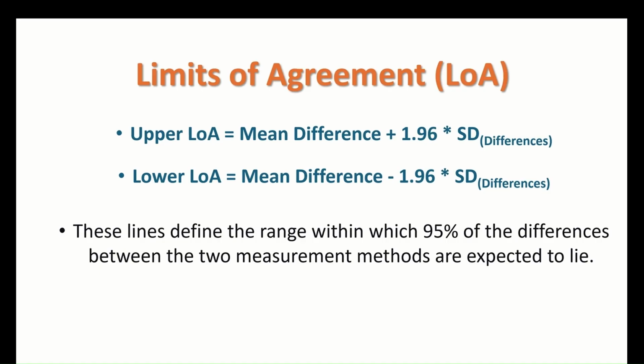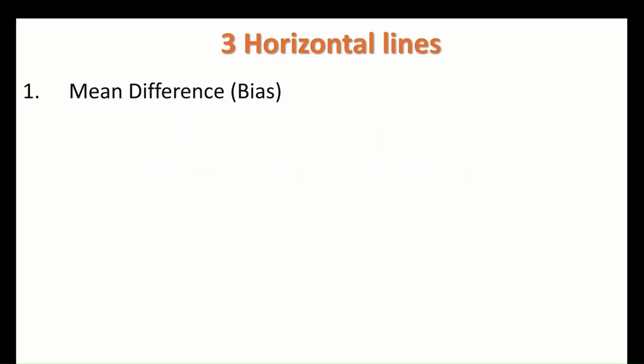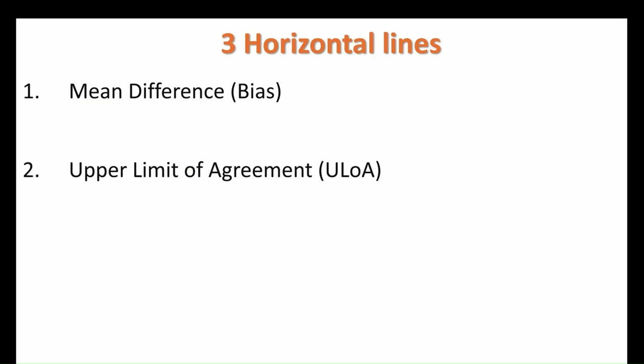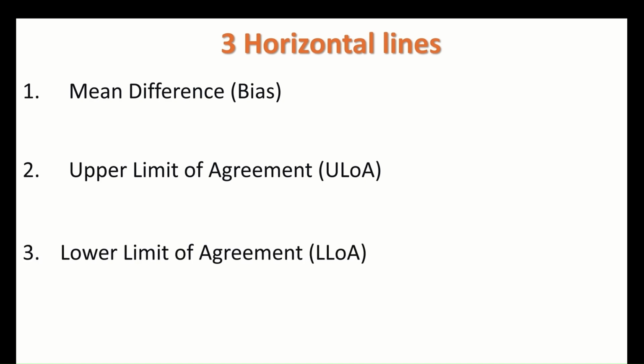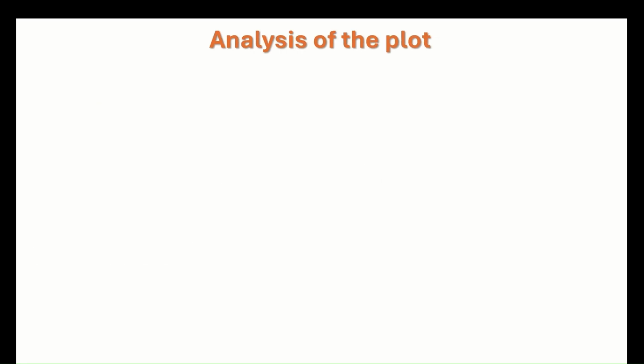These two lines define the range within which 95% of the differences between the two measurement methods are expected to lie. To recap again, there are three vital horizontal lines in the Bland-Altman plot. The first line is the mean difference, the second one is the upper limit of agreement, and the third one is the lower limit of agreement.